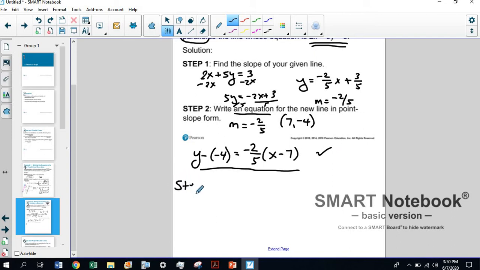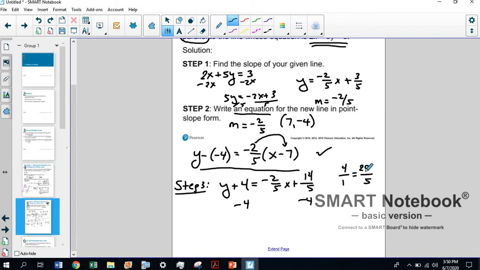If I asked you to go further, step 3, and solve it for y, you'd get y + 4 = -2/5 x + 14/5. Negative 2 times negative 7 is plus 14, divided by 5. And then you would subtract 4 from both sides. And when we subtract 4, remember that 4 over 1 is the same as 20 over 5. Right? So get a common denominator of 5, subtract 20 over 5, and so you get y = -2/5 x - 6/5.